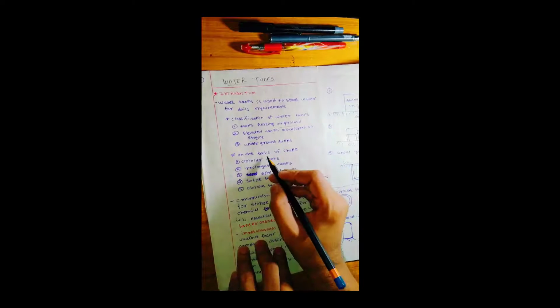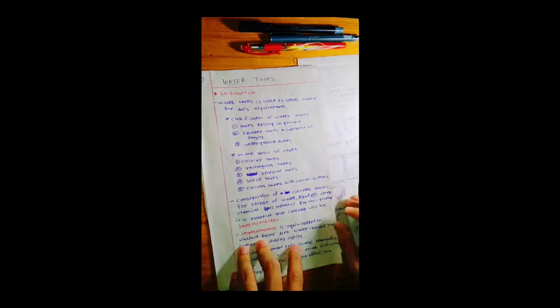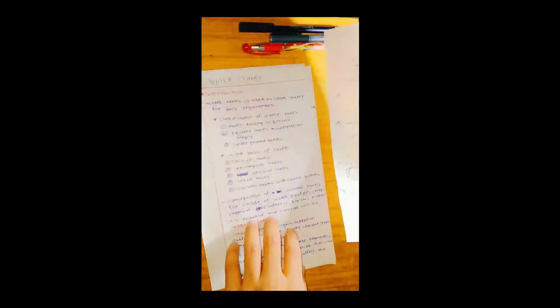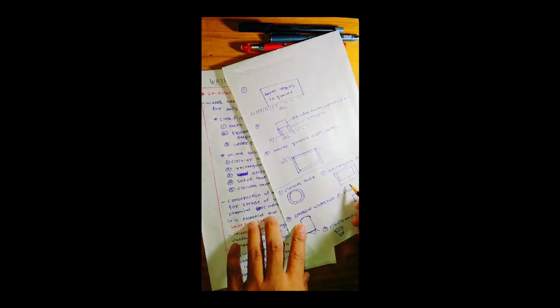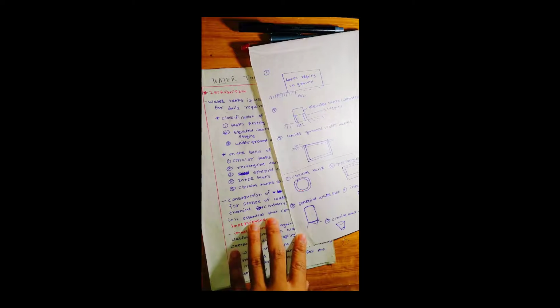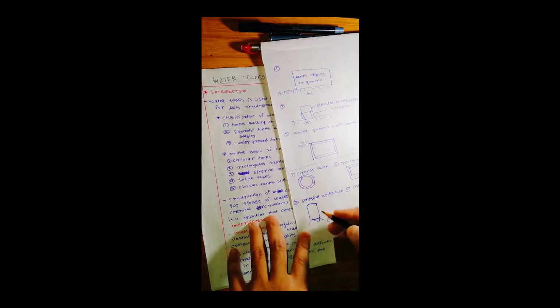Now we will see the classification on the basis of shape. Circular water tanks: here it is a circular water tank. Rectangular tanks: this is a rectangular tank. This red ink shows the reinforcement. This is a spherical water tank. Generally this water tank is used for industrial purposes for storing chemicals.